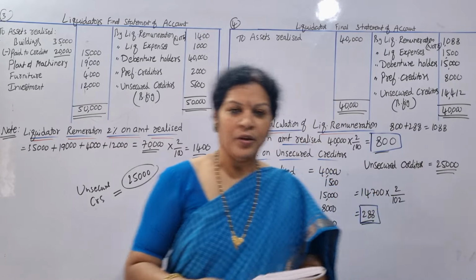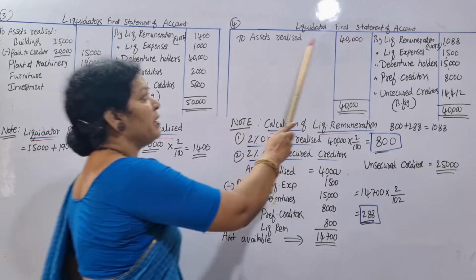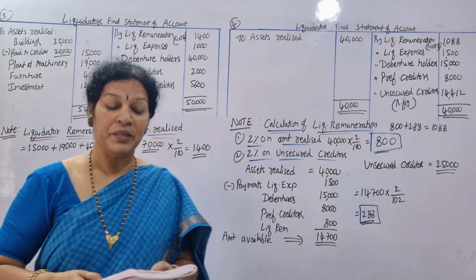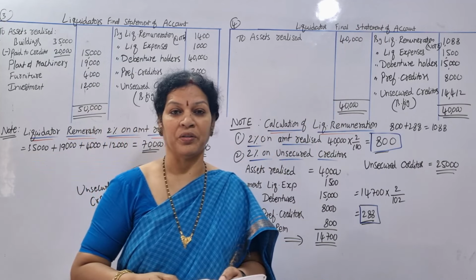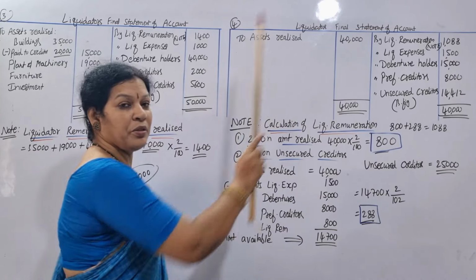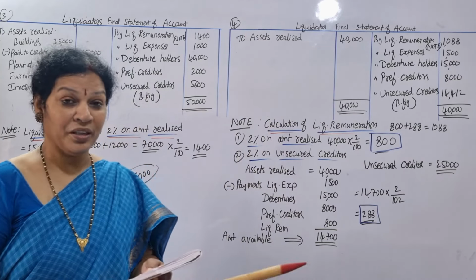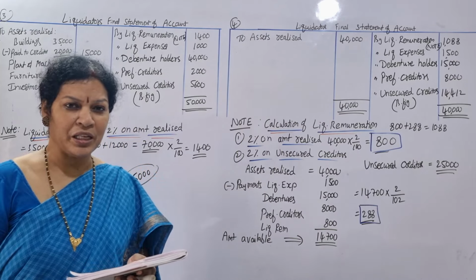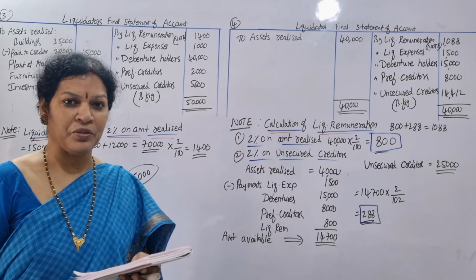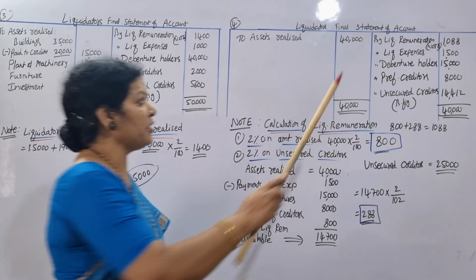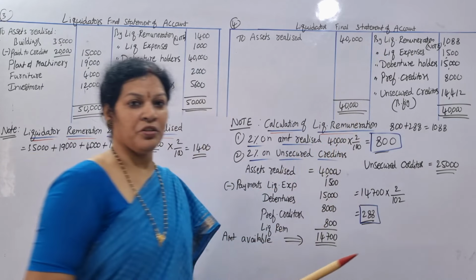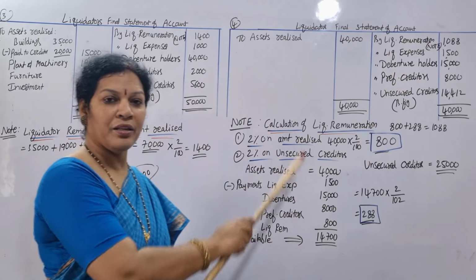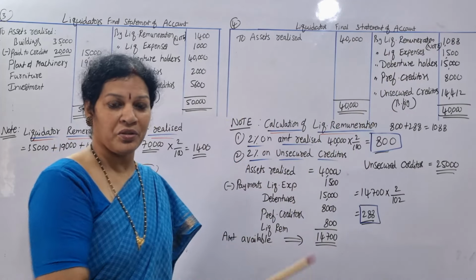Now, first of all, we keep a heading: liquidator's final statement of account. What is the amount realized? Last bit they said assets realized 40,000. Assets realized 40,000 we have written. Then after that we have to make the payments. First payment is liquidator commission or liquidator remuneration. Always say note. Note means how we have calculated, so that is given in the note.